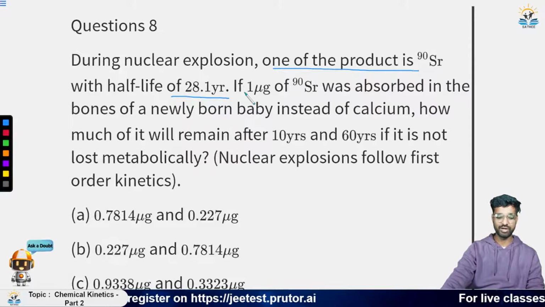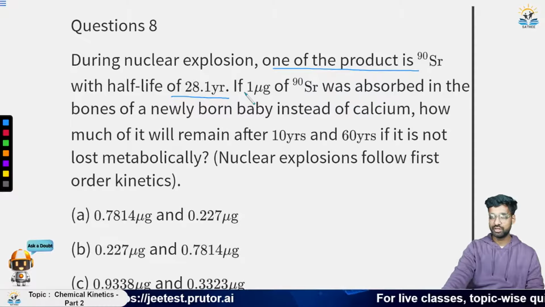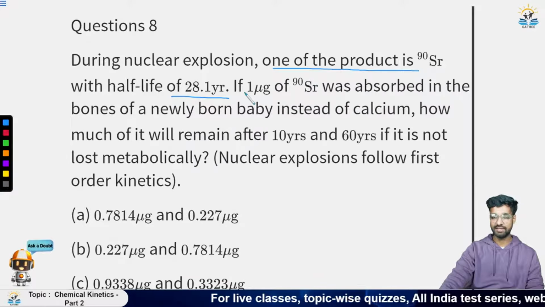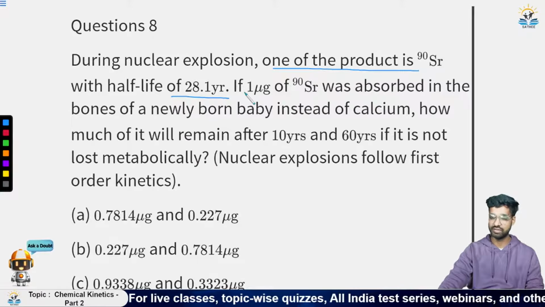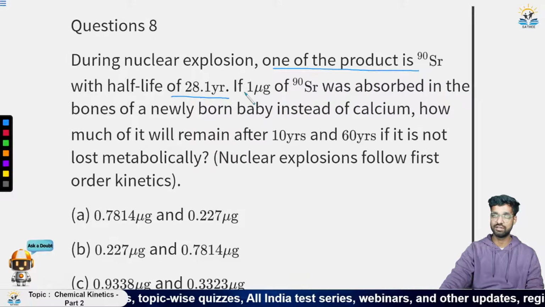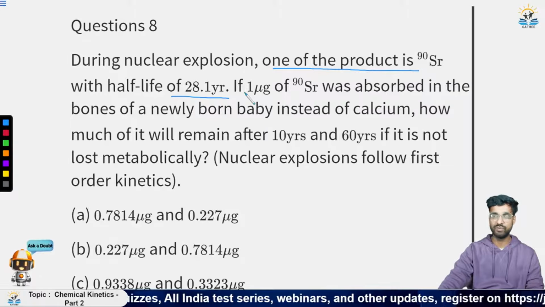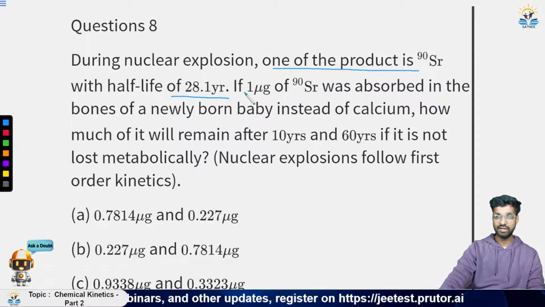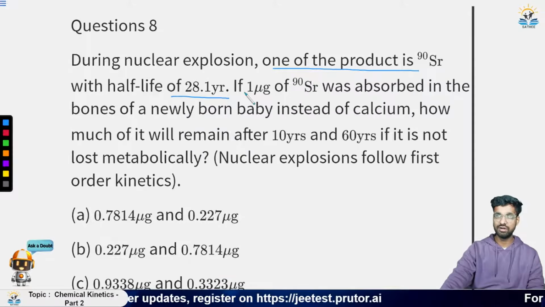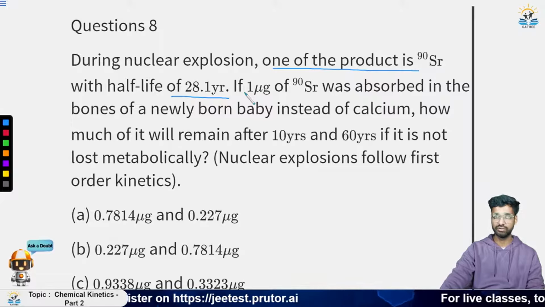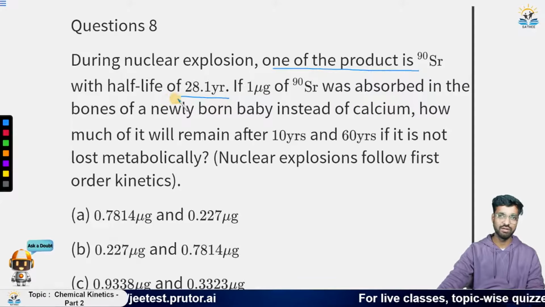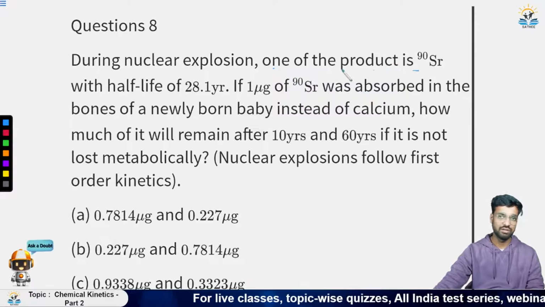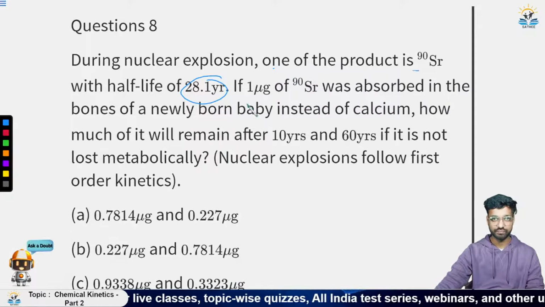So children, one point I missed here, which you should always keep in your mind, is that every nuclear reaction is a first order reaction. Any nuclear reaction we have is a first order reaction, until and unless it is mentioned in the question that it is zero or second or any other order. You will take it by default as a first order reaction. So it is said that the half life of this strontium is 28.1 years.